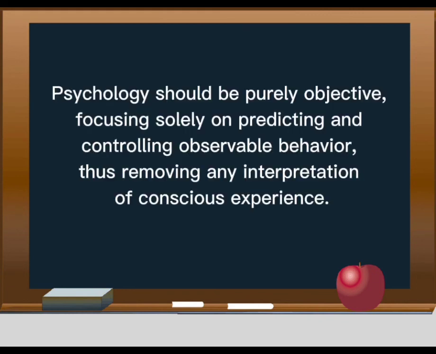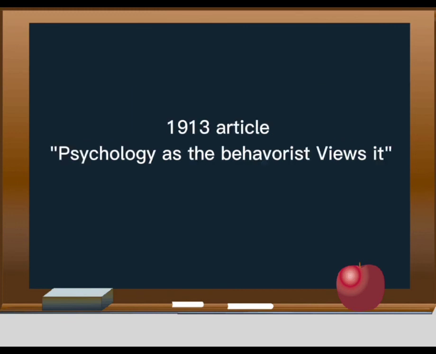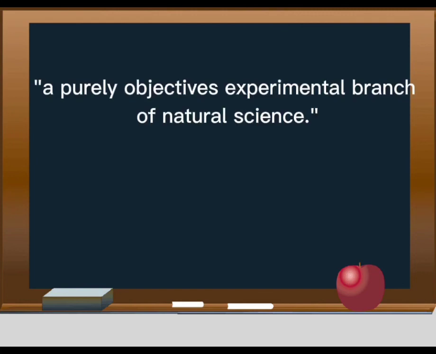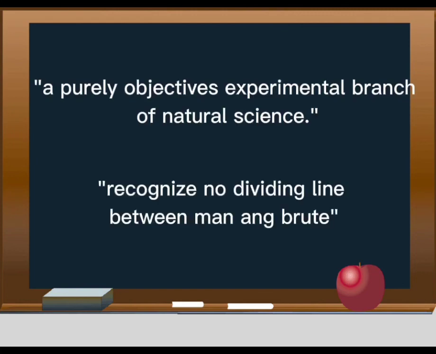He asserted that psychology should be purely objective, focusing solely on predicting and controlling observable behavior, thus removing any interpretation of conscious experience. In his 1913 article, Psychology as the Behaviorist Views It, Watson defined behaviorism as a purely objective, experimental branch of natural science that recognizes no dividing line between man and beast. The sole focus of Watson's behaviorism is observing and predicting how subjects outwardly respond to external stimuli.